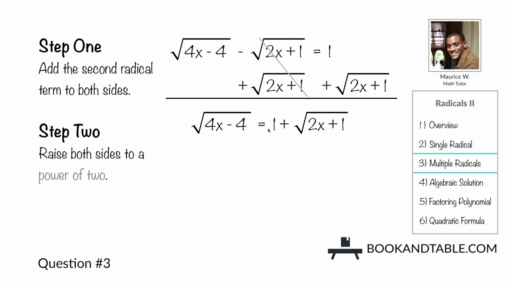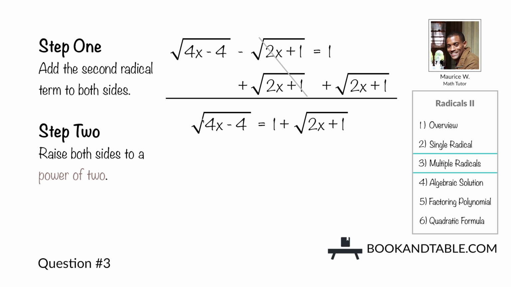But let's go over the last practice question, number 3. The square root of 4x minus 4 minus the square root of 2x plus 1 is equal to 1. We want to isolate the first radical. So step 1, add the second radical to both sides. That leaves you with the square root of 4x minus 4 on the left side of the equation. And on the right side, we have 1 plus the square root of 2x plus 1.